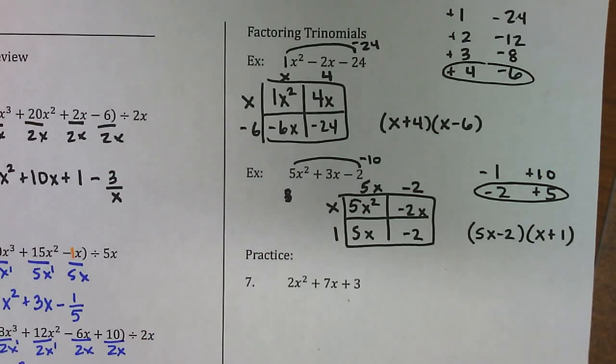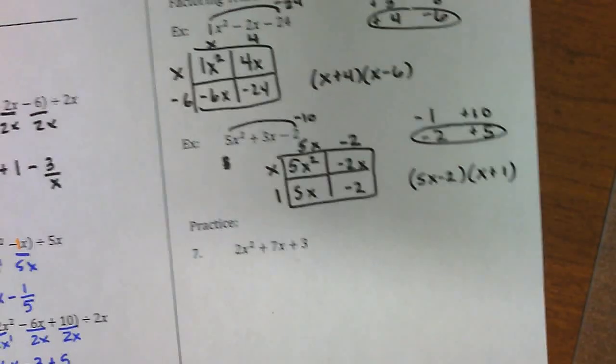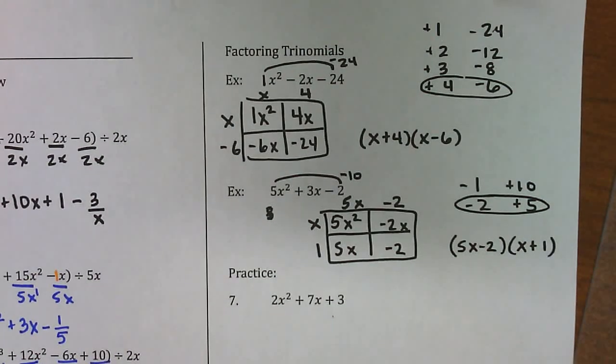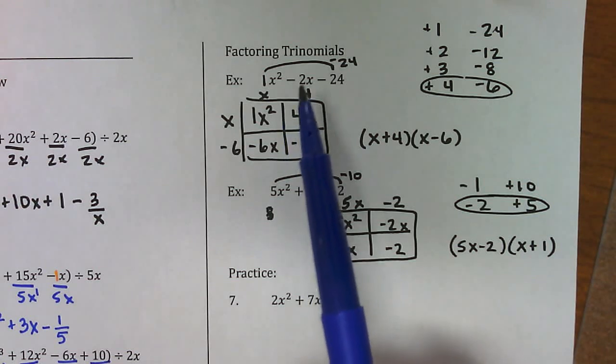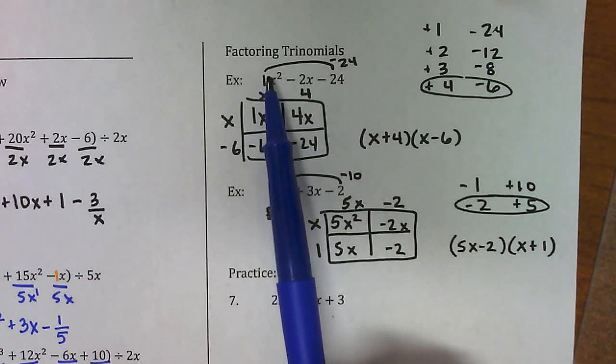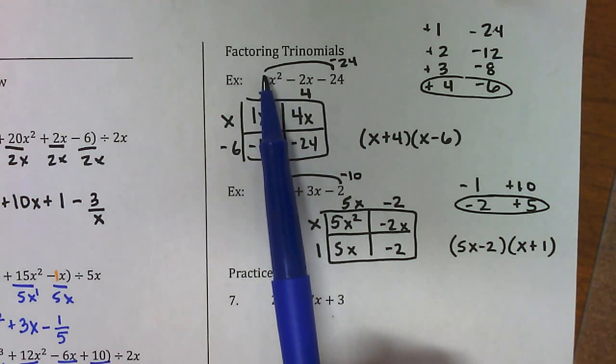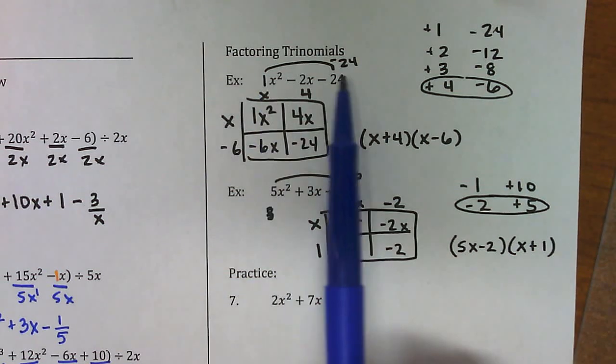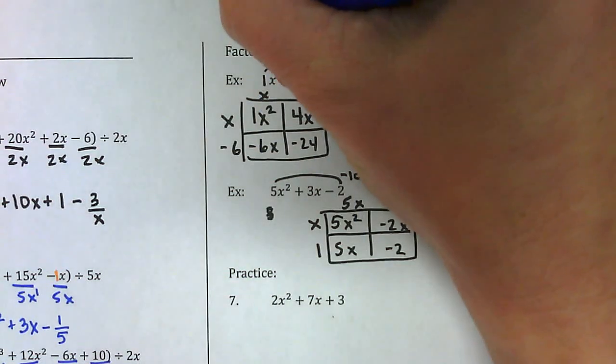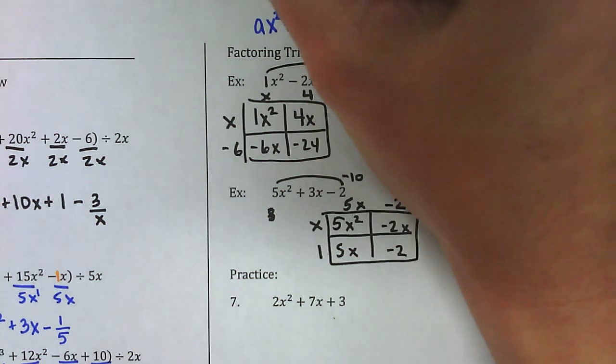All right, for factoring, we use the box method. Some classes use different methods. Box is one way. No matter what method you use, you always start by multiplying a times c. What does a times c mean?